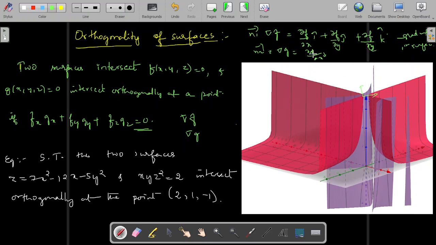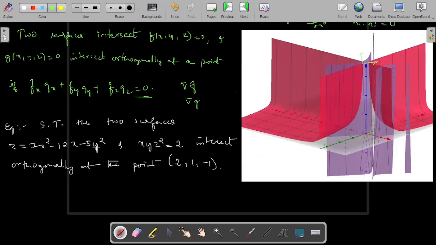Now if you want to find out whether these two surfaces are orthogonal at this point, you have to find the angle between these two surfaces, that is n1 vector dot n2 vector. If their dot product is 0, then the two surfaces are orthogonal. So dot product is 0 means what? fx into gx, same condition, plus fy into gy plus fz into gz equal to 0 means the two surfaces intersect orthogonally at that particular point.